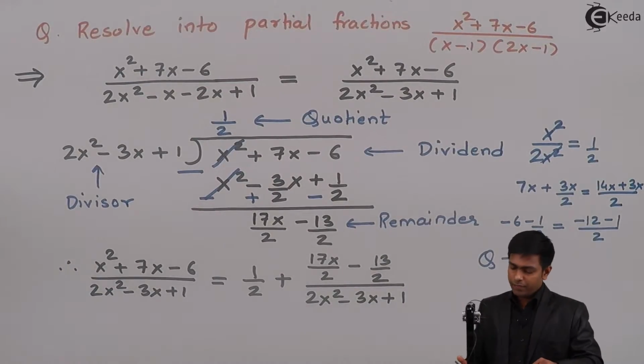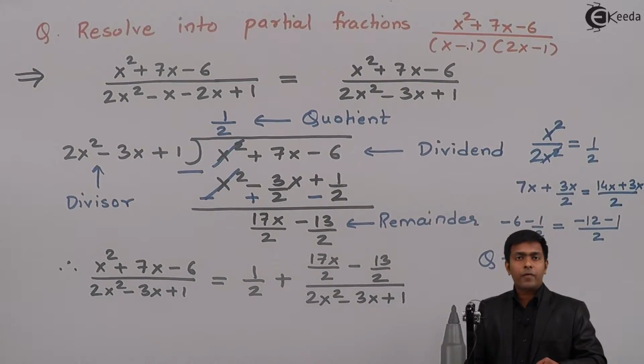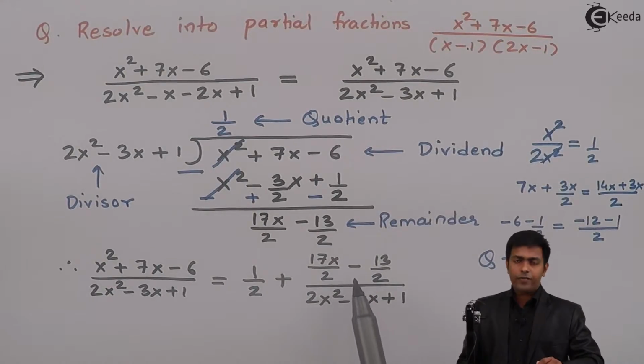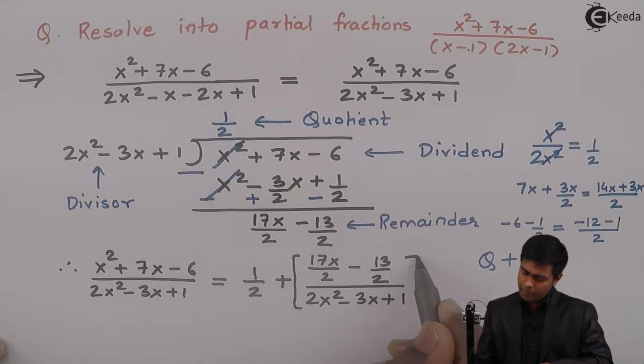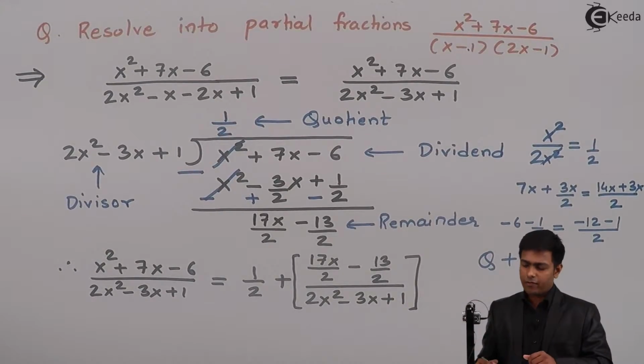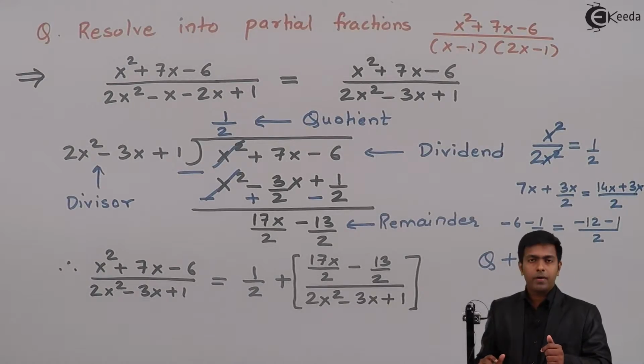Now if you observe, this fraction is a proper fraction because the degree of the numerator is 1 and the degree of the denominator is 2. So when the degree of the numerator is less than the degree of the denominator, it is a proper fraction, and for that we can perform the partial fraction. So I will perform partial fraction for this fraction and then substitute that value over here to get the final answer. We will first write down this fraction in proper format.